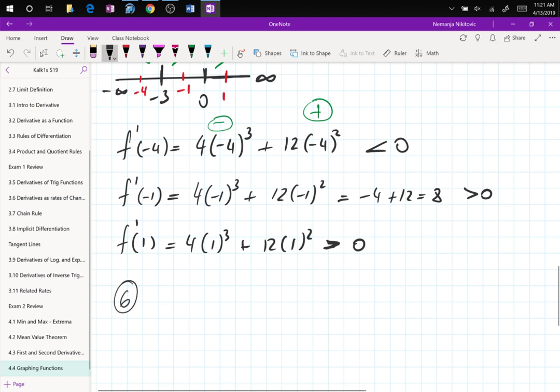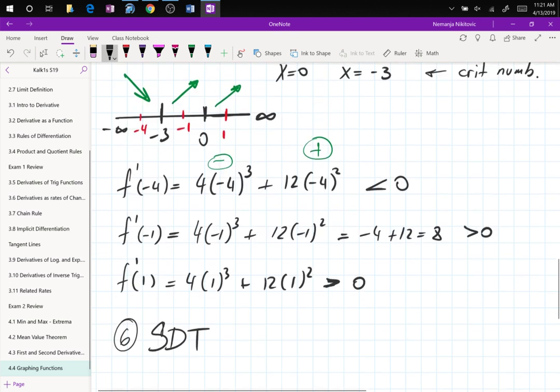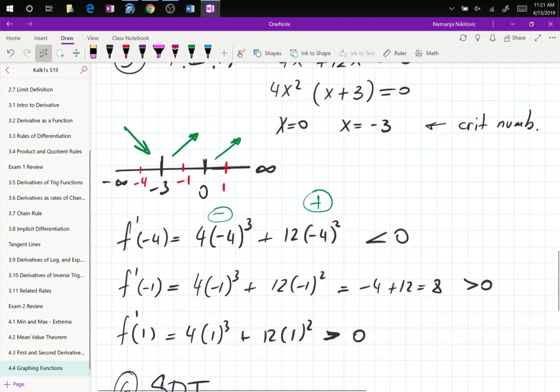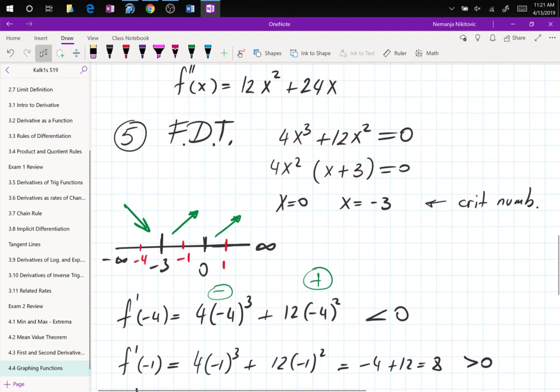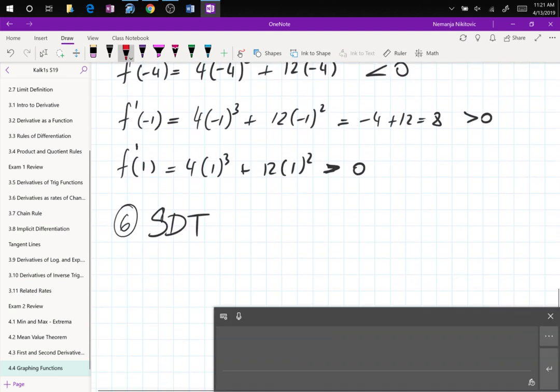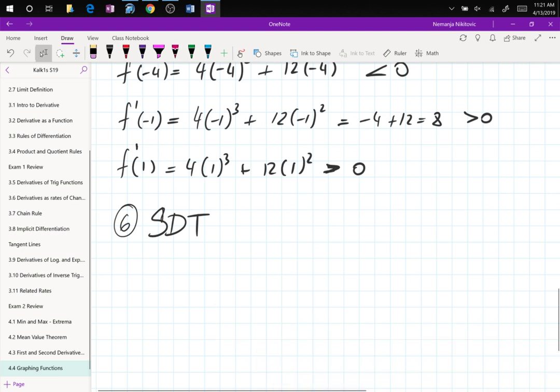Number 6, second derivative. By the way, I don't write the answer or anything because I'll be just looking at the graph over there. I know that at -3 is a minimum, right? Negative 3 is a minimum. All right, second derivative test.